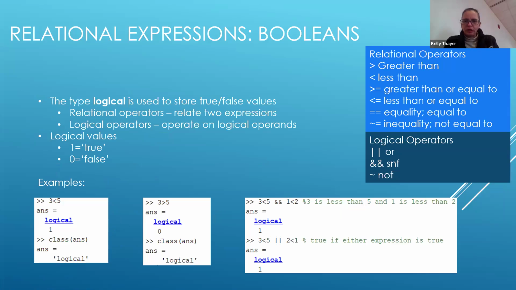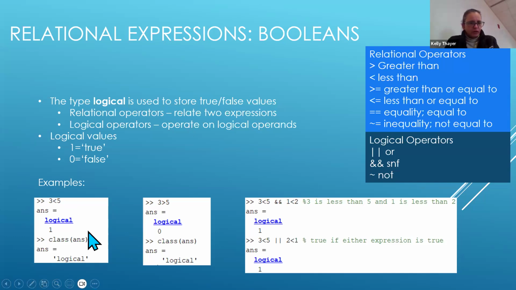We also have Booleans for relational expressions. So we have greater than, less than, greater than or equal to, less than or equal to. This is double equals for equality. This is testing whether they're equal, and this is the inequality, or not equal to. You may be familiar with exclamation equals. In MATLAB, it should be the tilde. There are also logical operators: the two pipes for or, the double ampersand for and, and tilde for not. This is type logical, and they return a Boolean that is true or false.